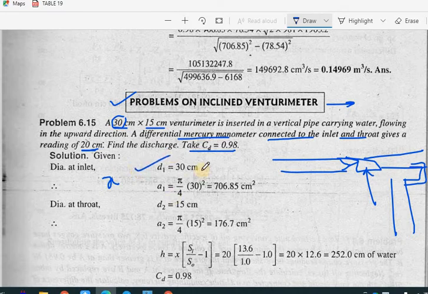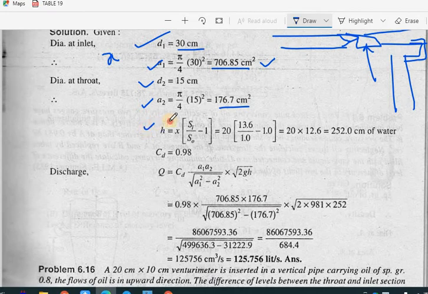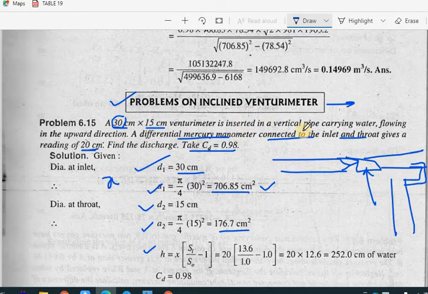The diameter of the first section is 30 centimeter. So from there we can calculate area 1, that is pi by 4 into 30 centimeter squared. So this will be equal to 706.85 centimeter squared. Similarly, we have got the dimension of the second section, that is 15 centimeter. From here we can calculate the area of the second section, pi by 4 into 15 the whole squared, equals 176.7 centimeter squared.